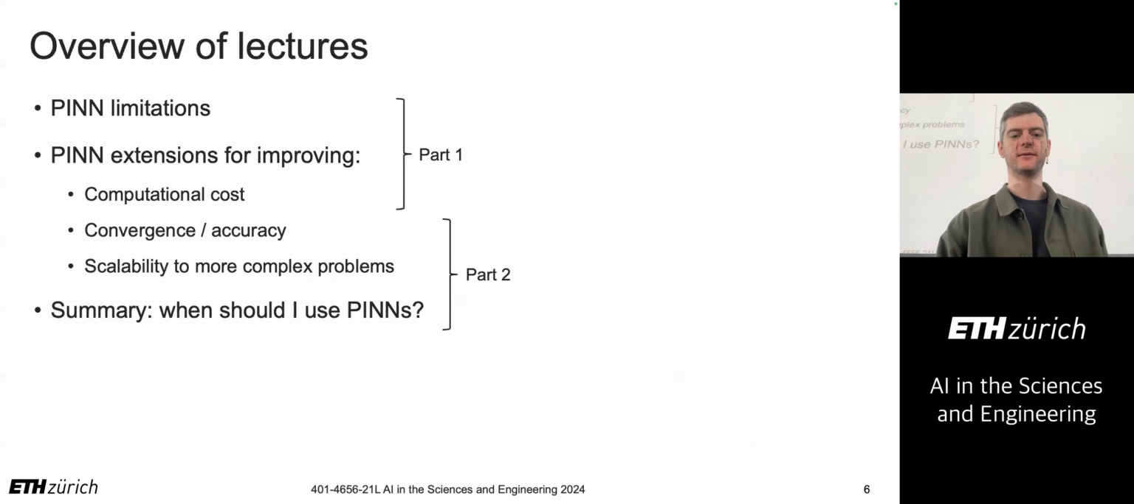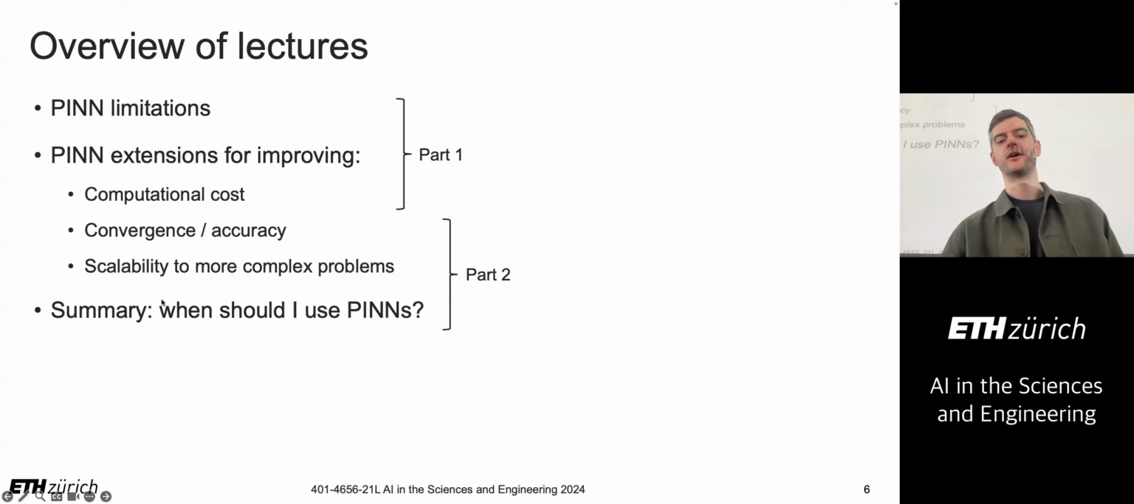Okay, so I'm going to first in this lecture just talk about the limitations of PINNs. We already touched on a few of them last lecture. And once I've given you what those limitations are, then I'm going to spend the rest of the lecture telling you about how we extend PINNs to overcome those limitations. The one that I'm going to cover in this lecture is mostly focused on the computational costs and how we can make PINNs faster to train. And this is a really important thing to be able to do.